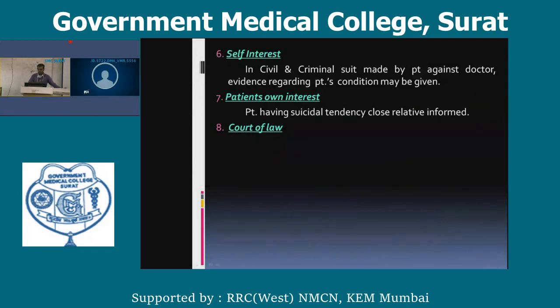Patient's own interest: sometimes with a suicidal tendency, we have to give such information to a close relative to prevent it. Sometimes a court of law asks the doctor to provide such information, and we have to give the information about the patient.